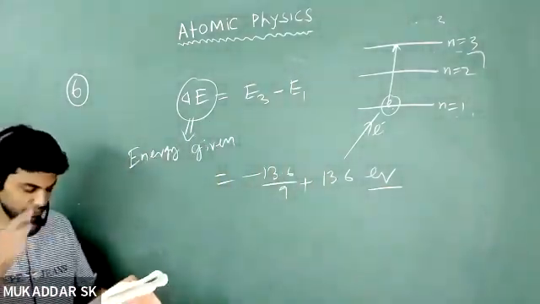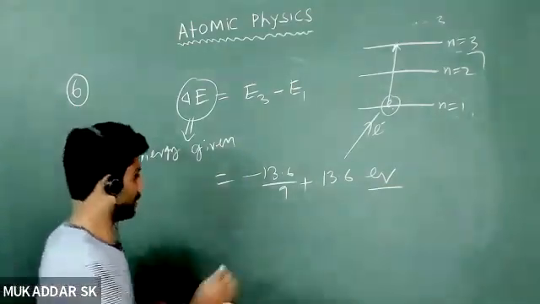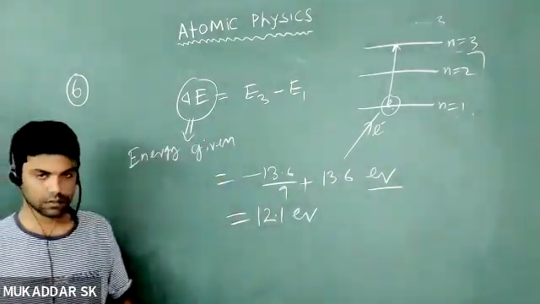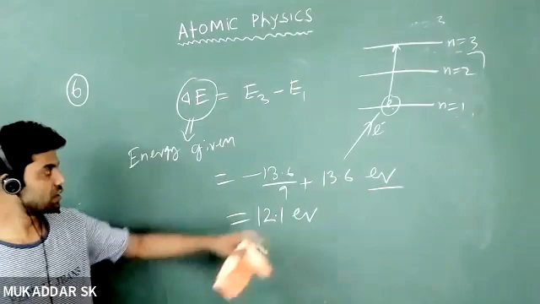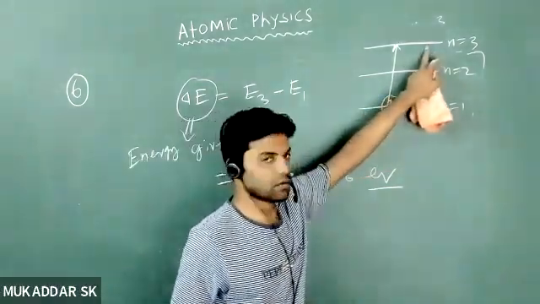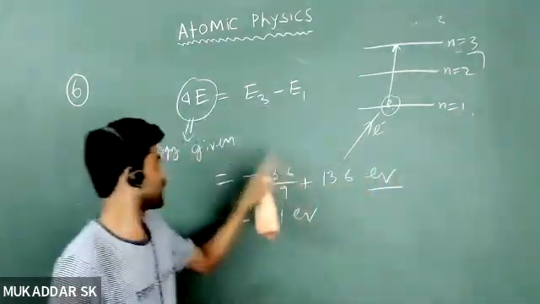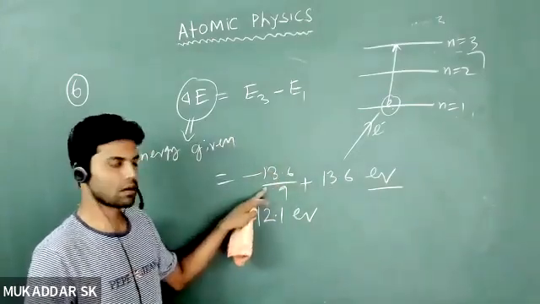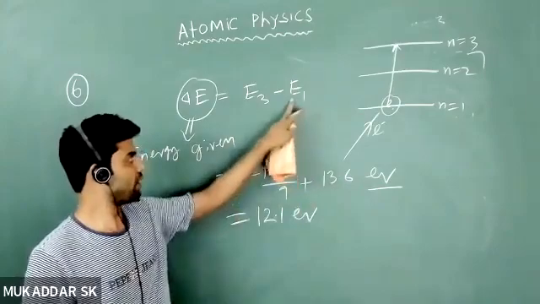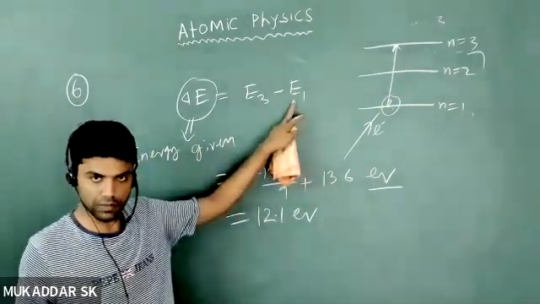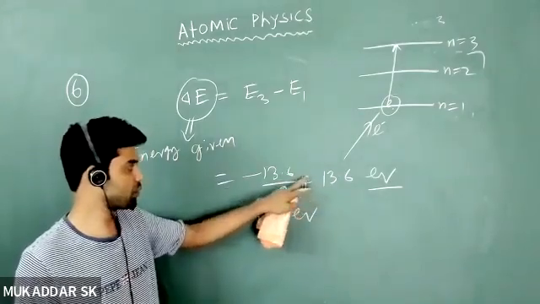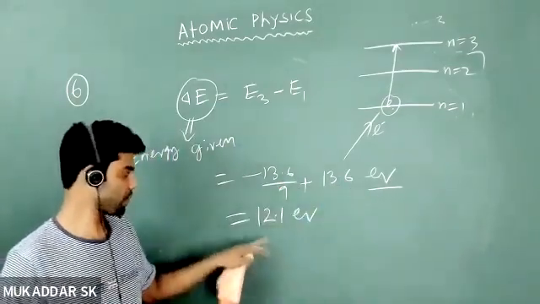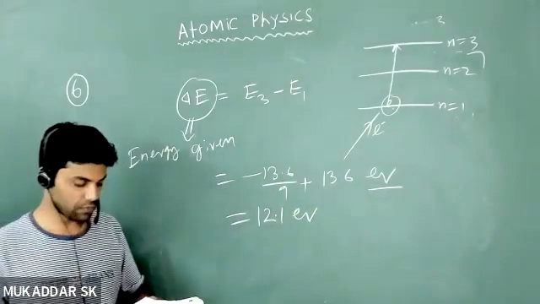Is it clear? If you calculate it, you will get 12.1 electron volt. The energy given is the energy difference between the n equals 3 state and the n equals 1 state, which is E3 minus E1. E3, you know, is minus 13.6 divided by 3 squared, which is minus 13.6 by 9, minus the minus 13.6 you already have. That will produce a plus sign, and you will have the number 13.6 electron volt. If you solve it, it's very simple algebra, you will get 12.1 electron volt. So the correct option is again C.